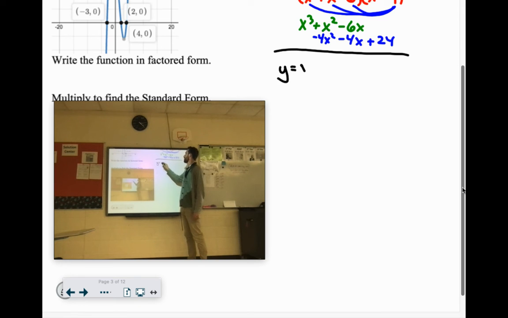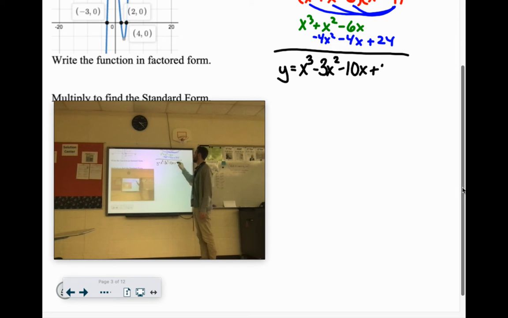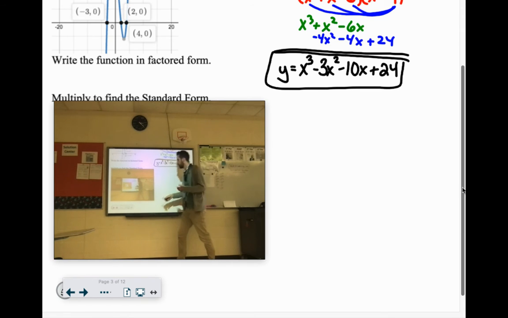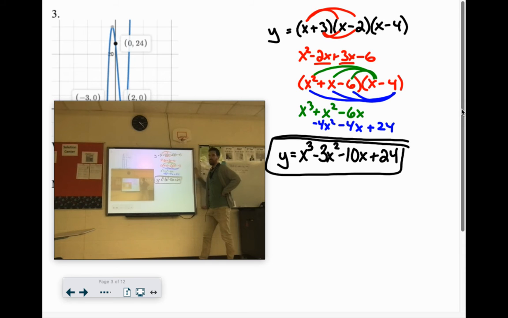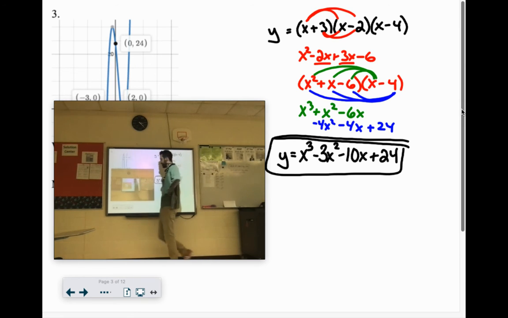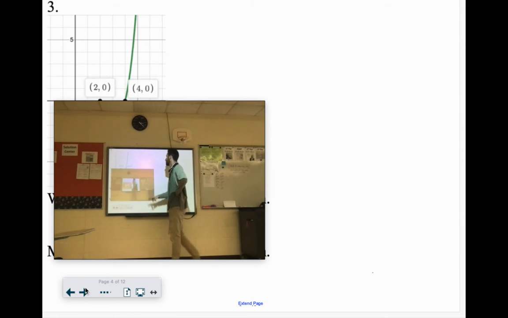X cubed minus 3x squared minus 10x plus 24. A good thing to check for that plus 24 should be the y-intercept. Does it cross at 24? Ah, it does. Oh my gosh, we're so smart.